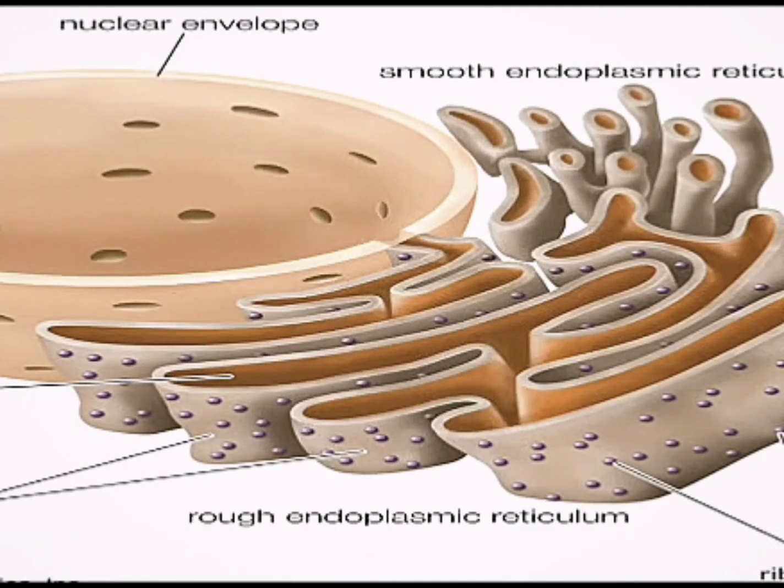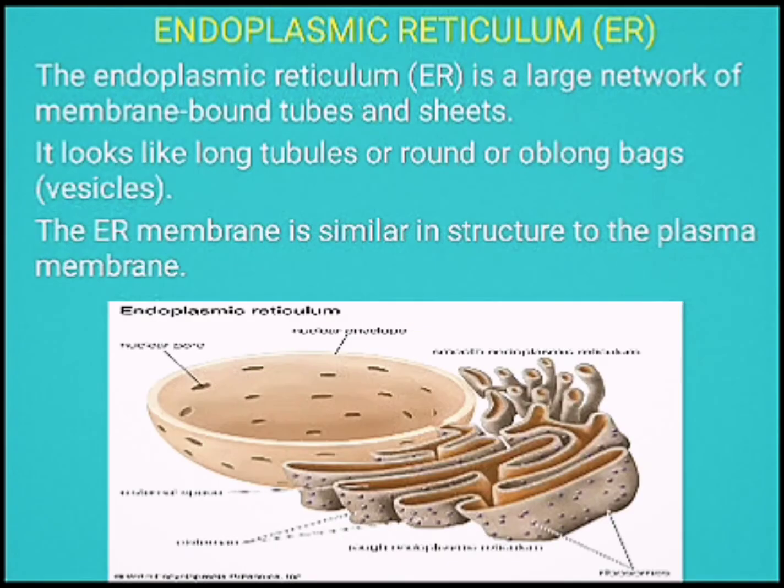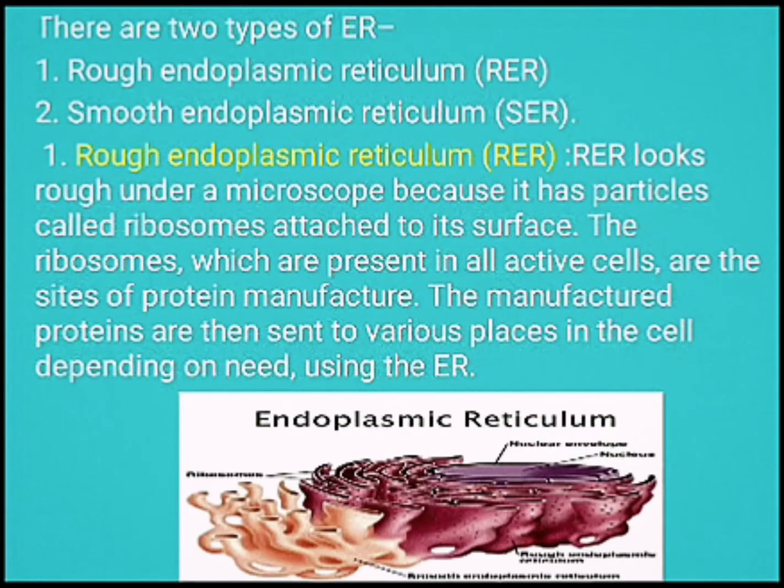These are large networks of tubes which act as a transportation system and also help to transport materials from nucleus to other parts of the cell. Now, depending upon the structure of endoplasmic reticulum, they are classified into two types. Number 1, rough endoplasmic reticulum, which is abbreviated as RER, and second is smooth endoplasmic reticulum, abbreviated as SER.